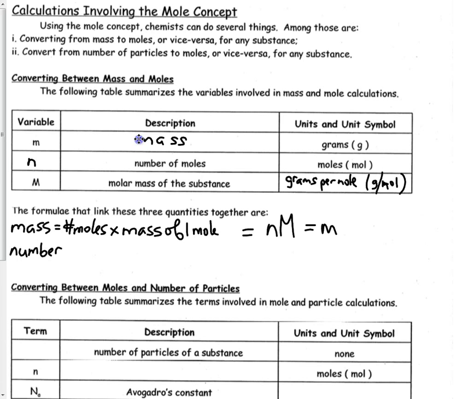If we knew the mass and the molar mass of a substance, and we wanted to determine how many moles we're working with, then we could take the mass, how heavy the substance is in grams, and we would divide by the mass of 1 mole. So in that case, mass divided by molar mass is equal to number of moles.